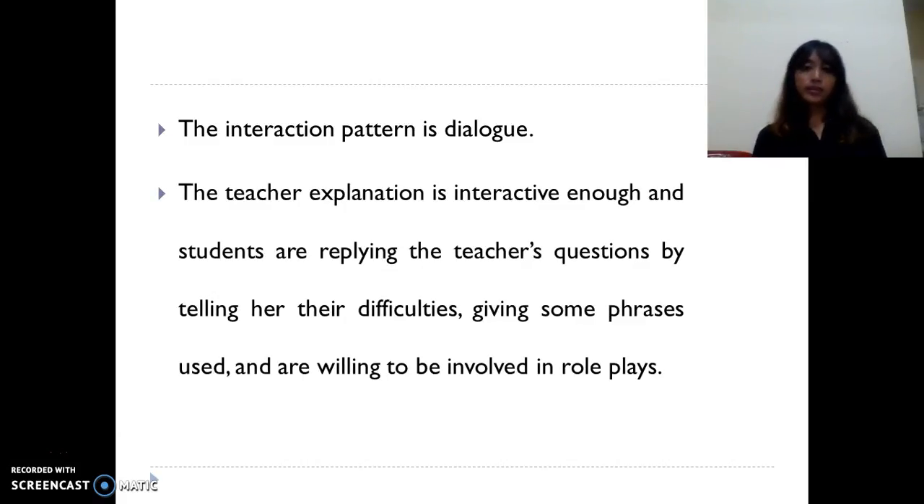We do agree that the teacher's explanation is interactive enough, and students replied to the teacher's questions by telling her their difficulties, giving some phrases used, and are willing to be involved in role play. And when the teacher was going to do a role play, they volunteered themselves to be involved in the role play.